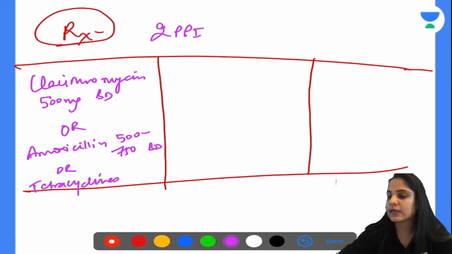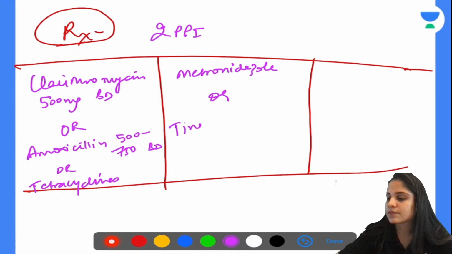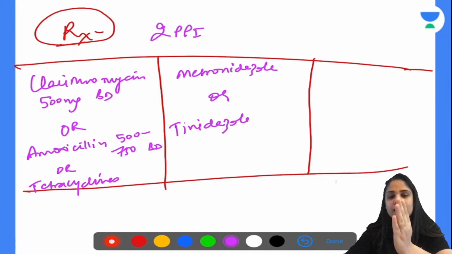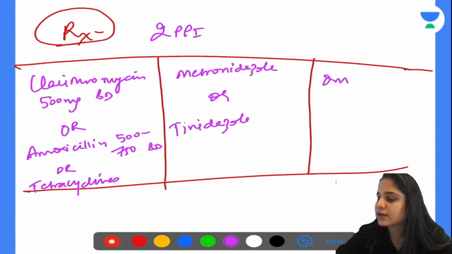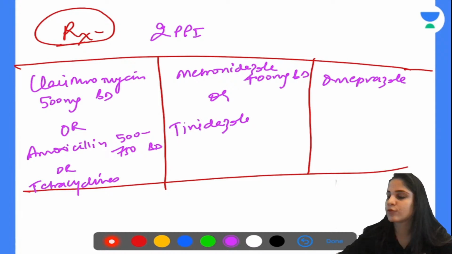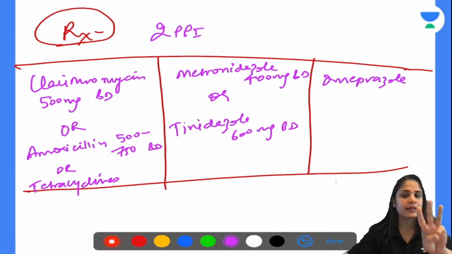All right. The second combination that you need to take is either metronidazole or tinidazole. So the first drug will be either clarithromycin, amoxicillin or tetracycline. The second drug that you will take in this is metronidazole or tinidazole. And the third drug will be the PPI. Okay, so I forgot to give you the dose. Metronidazole will be 400 BD and tinidazole will be 600 BD. And the third thing is the PPI.